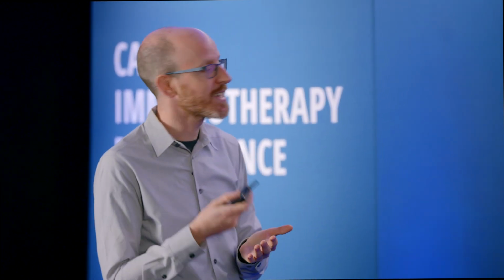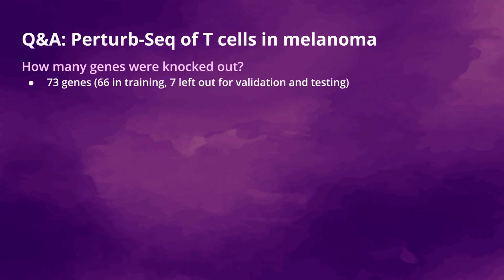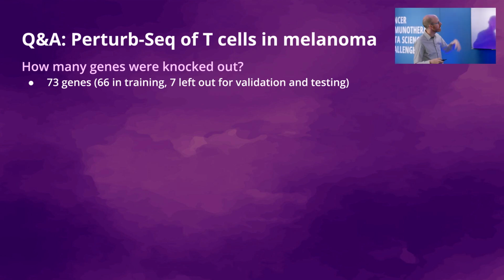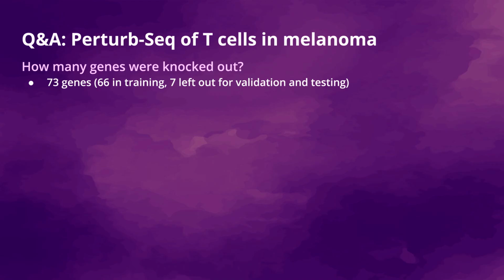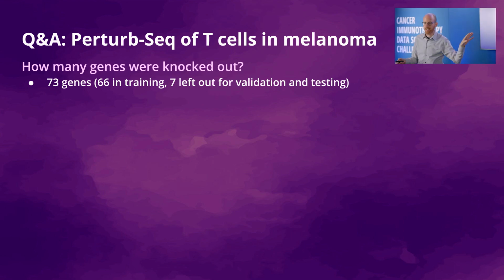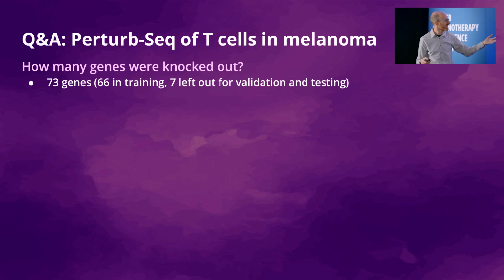So let's just go through a little bit of question and answer with some more details of this experiment. So first question you might have is how many genes were knocked out? So remember, there are 20,000 protein coding genes in the human and mouse genomes. So how many genes were actually knocked out? Well, Mark knocked out 73 of those genes, and this is not 20,000, because as we said in the previous lecture, the amount of work to do that would take about 50 years. So we did a more manageable number of genes. And then most genes are going to be in the training set, and 7 have been left out for validation and testing. And this is what you're going to be working with in the first challenge, those 7 genes, and predicting their effects on the T cell states.